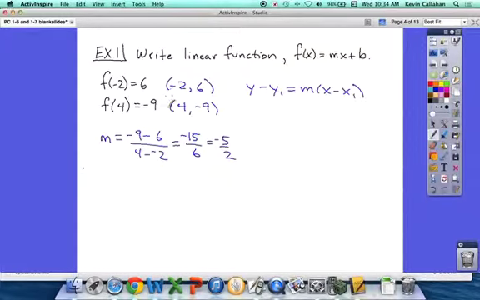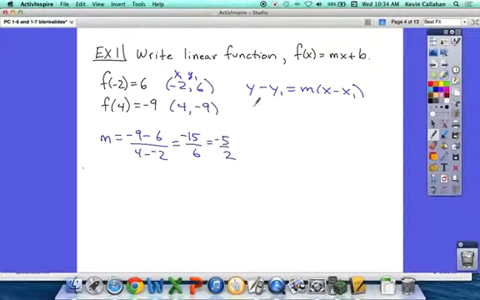Which point are you going to use? It doesn't matter, right? Either one. Does it make any difference? Looks like the numbers are smaller with negative 2, 6. How about if I use that? I'm going to call that one my x1, y1.